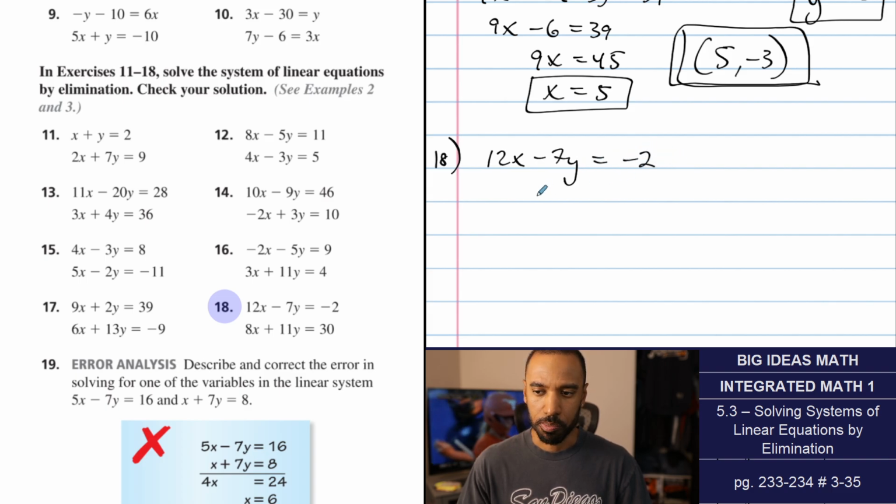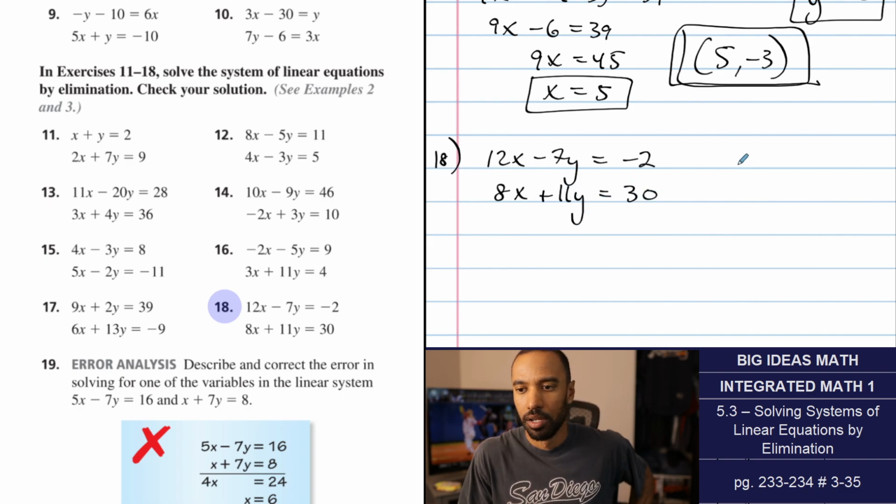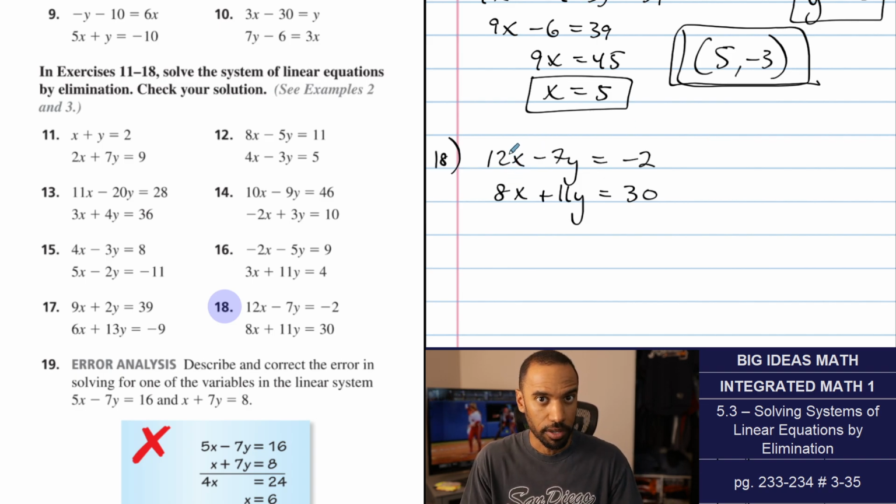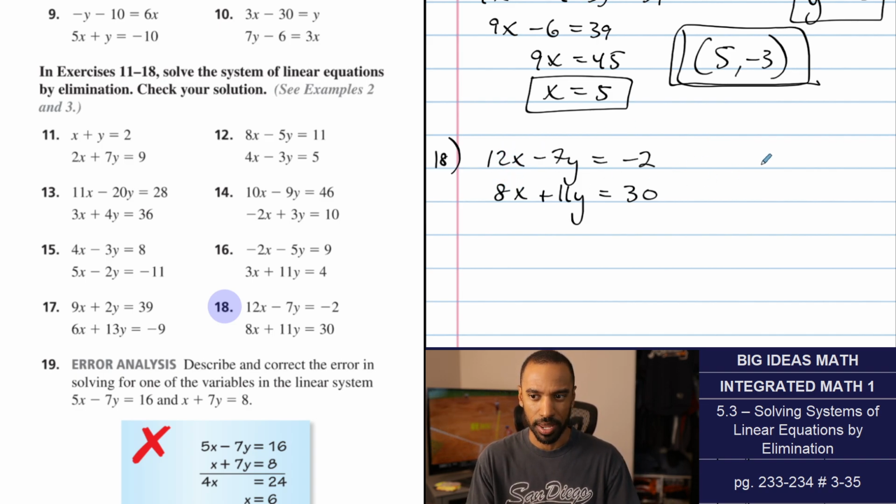Nothing to rearrange on these problems, though, right? It's just been working things out the way you'd like to. Okay. This is where you can make a conscious choice here. 12 and 8 have a least common multiple of 24. I can multiply one by 2, the other by 3, maybe one of them negative, and then we'll go.